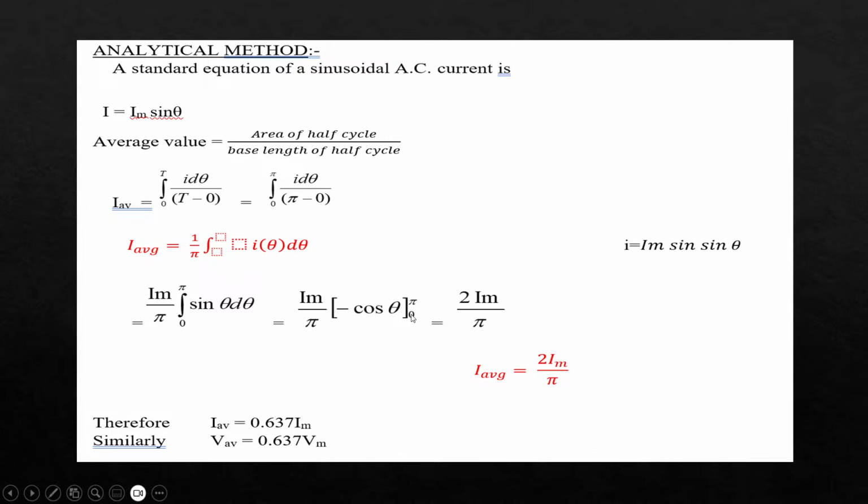So cos 0 is 1 and cos pi is minus 1. Because the minus comes outside, minus 2 inside becomes 2. So 2 Im by pi. I average is 2 Im by pi. If you calculate it, 2 by pi is 0.637, and it's the same for V average: 0.637, the same formula, just V d theta upon pi minus 0.